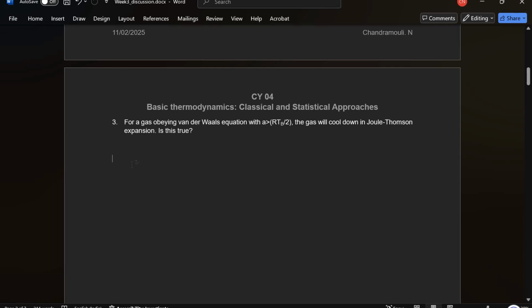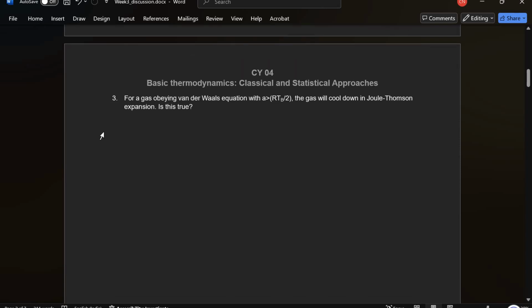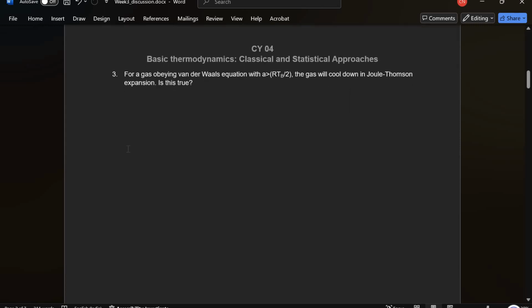So let's come to the third question. This is quite tricky, and this question is related to the Joule-Thomson effect, but then we just need to expand on what was done in the class. So basically, in the class, Sir took a special case of Van der Waals equation where A was considered to be 0 because there are no interactions. However, that is not the case always. So what we'll do in this session is derive the Joule-Thomson coefficient for a Van der Waals gas where A has a finite value.